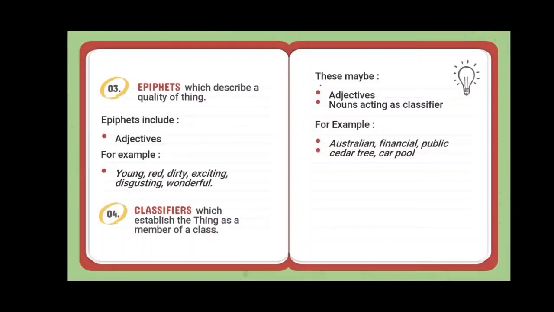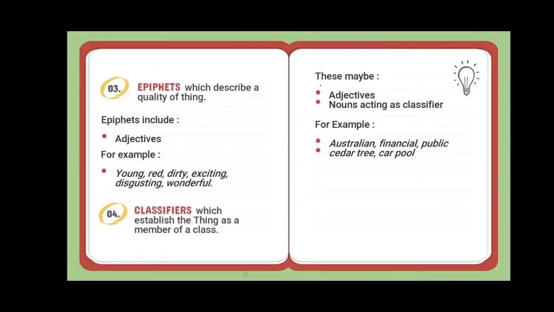And the next is epithets. Epithets describe a quality of a thing. Epithets include adjectives, for example, young, red, dirty, exciting, disgusting, and wonderful.